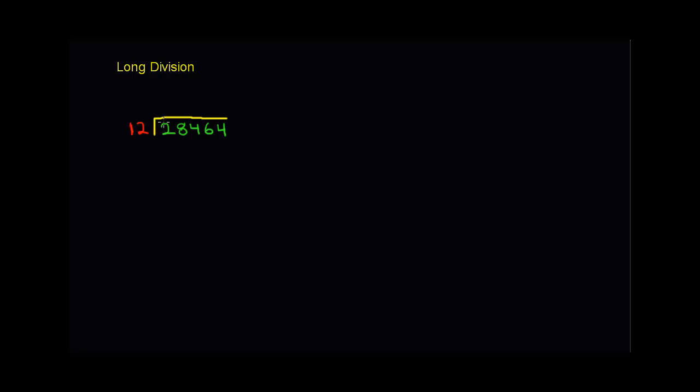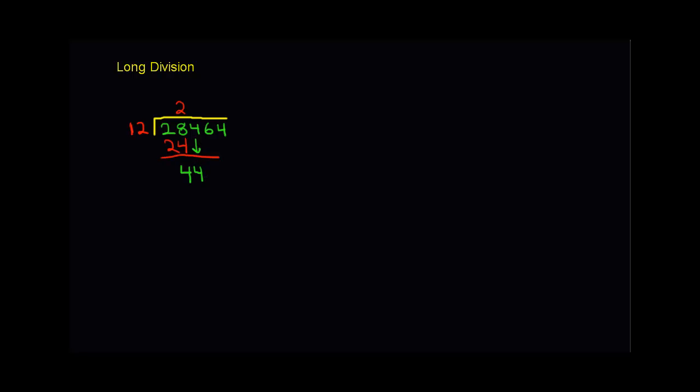Now 12 will not go into 2, but 12 will go into 28. 12 will go into 28 2 times. 12 times 2 being 24. Now we're going to subtract the 24 from the 28. Let's see, 4 from 8 is 4, and 2 from 2 is just 0, so we don't need to worry about a 0. Now we're going to drop down that 4.